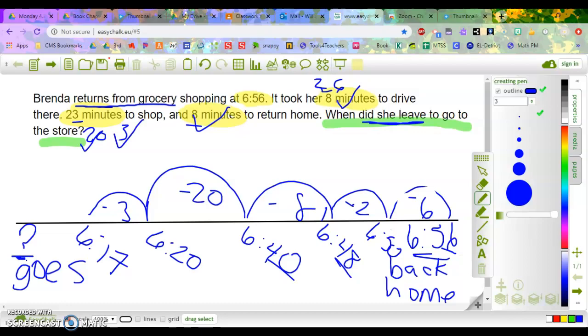So I've gone through and I have everything done. What time is it that she leaves to go to the store? She leaves to go to the store at 6:17. One thing that is very important is for you to make sure that you are drawing the number line to decide your start, your finish, and your in between, because one of those is going to be the missing piece. Today, our missing piece was our actual start. So let's go ahead and try another problem.